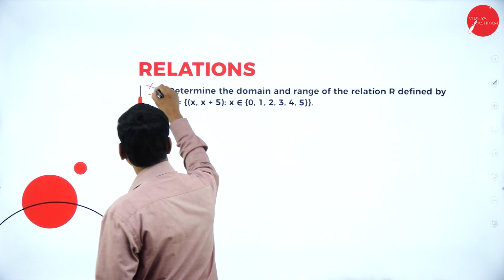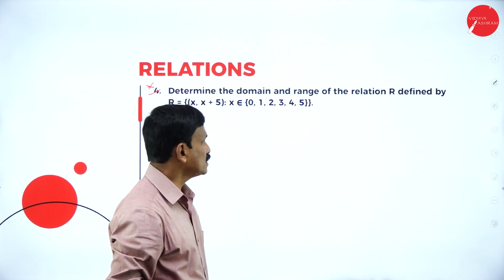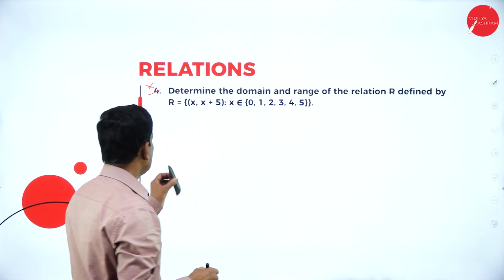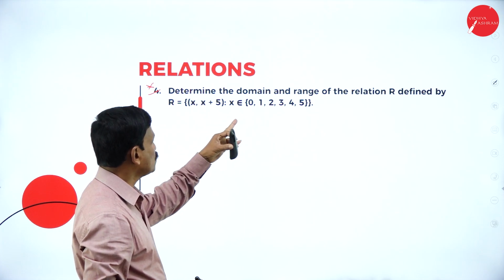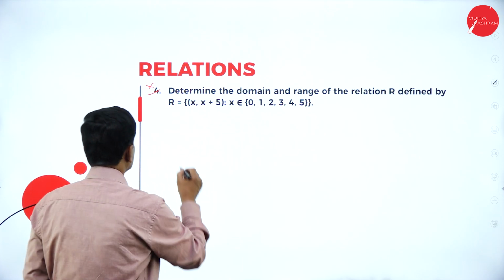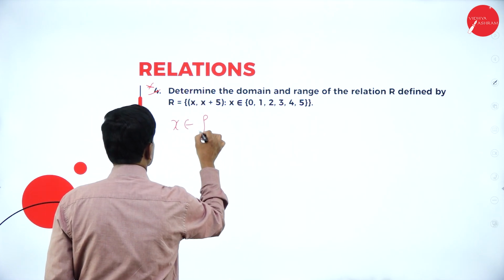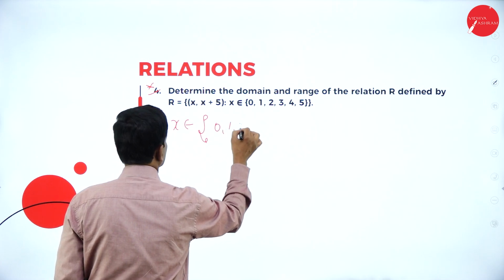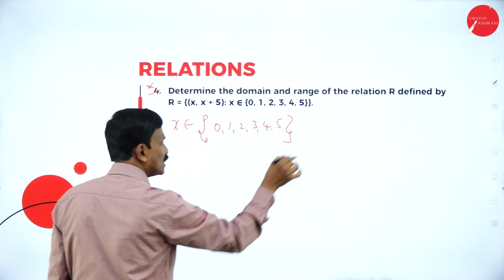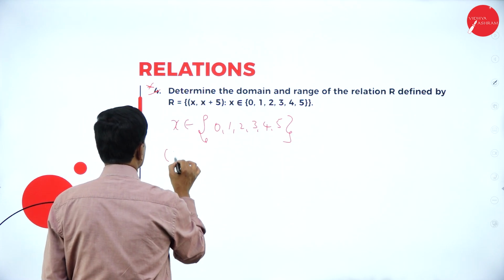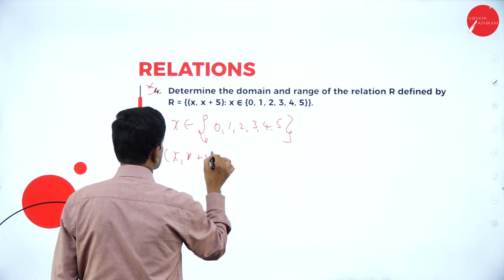This is an important problem. Determine the domain and range of the relation R defined by R is equal to {(x, x plus 5) such that x belongs to {0, 1, 2, 3, 4, 5}}. So here, what is given? X belongs to the set of elements 0, 1, 2, 3, 4 and 5. Now we have to write the relation. So what is the relation? (x, x plus 5).